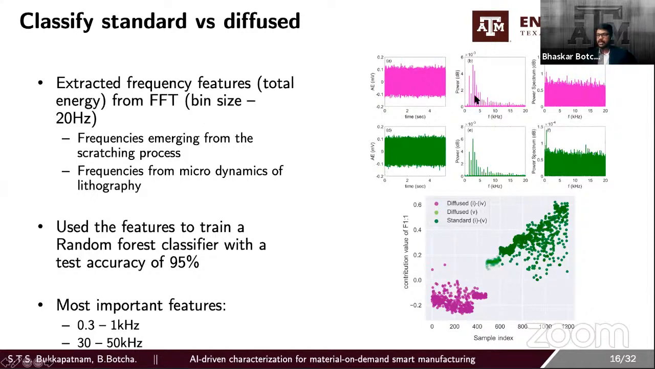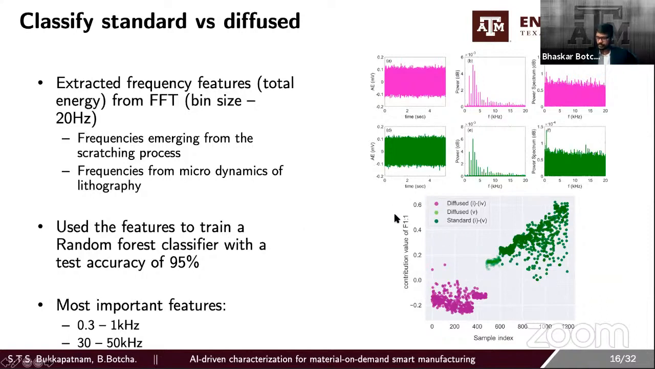those as features. So now I know the ground truth because I've used a nano indenter already. So the ground truth is I know that this is a diffused microstructure and this is the standard microstructure. And we have a feature set which is emerging from this particular signal. And we use the features to train a random forest classifier, a basic random forest classifier.